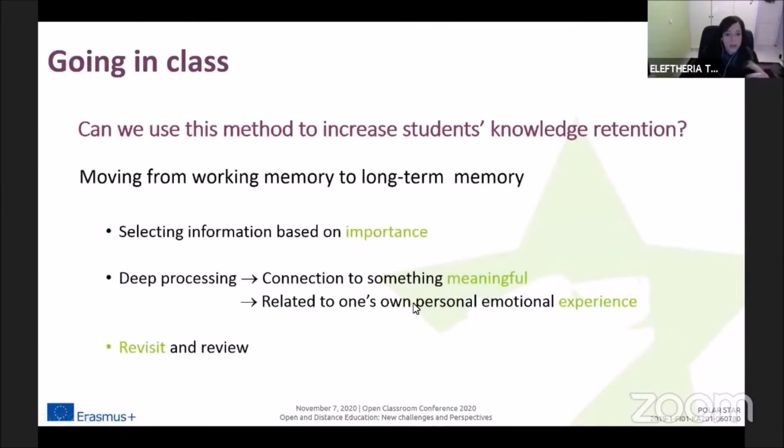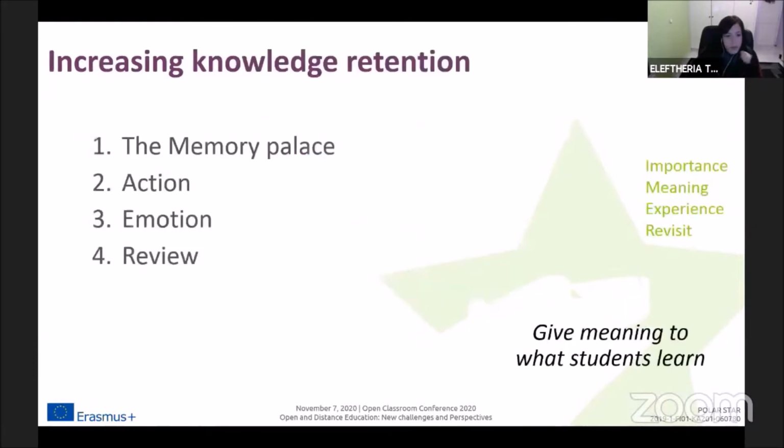So how can we use what we talked about so far to increase knowledge retention and move things from the working memory to the long-term memory? There are 4 keywords that we're going to focus on. Selecting information based on what is important. We remember the things that are important to us by connecting them to something meaningful, or relating something to someone's emotional experience, which these 2 are also related to deep learning processes. Revisit and review. So going back to my original Cicero trick, we have the memory palace, we have the action, we have the emotion, we have the review, and we have 4 keywords.